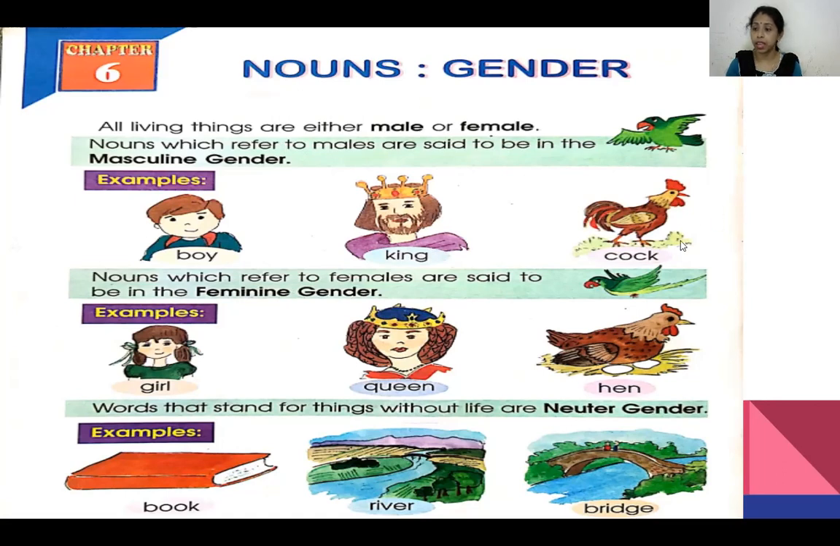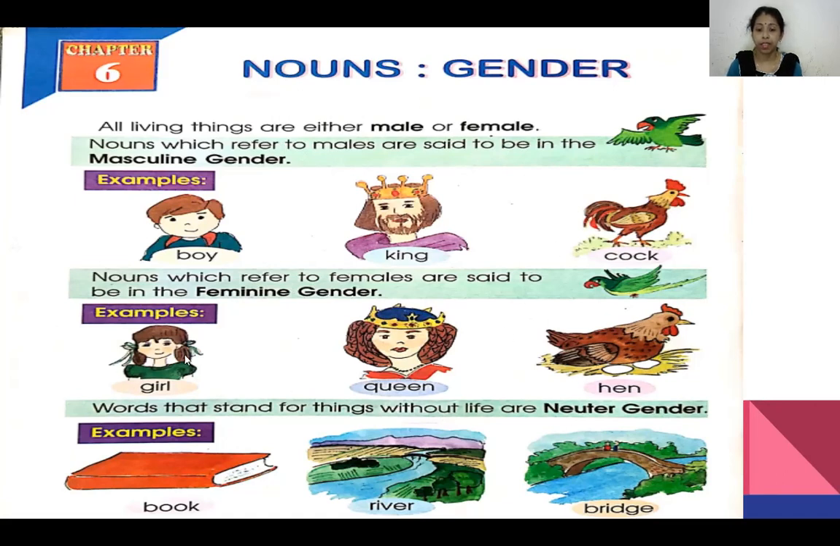Now here there is a picture of a cock. So already I told you that all the male animals also come under masculine gender. So here this cock is male. The cock is male. So the word cock will come under masculine gender.